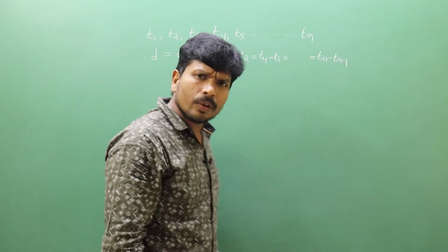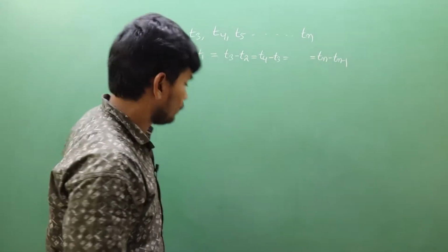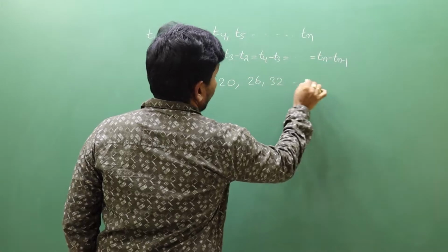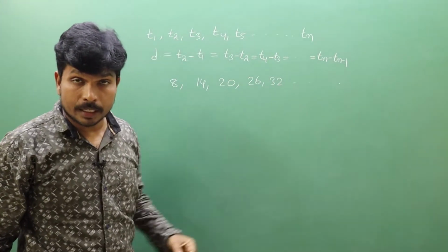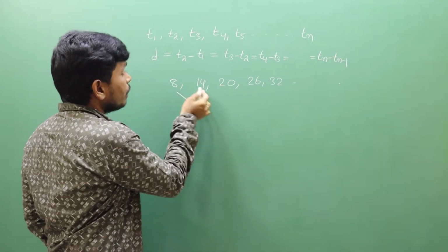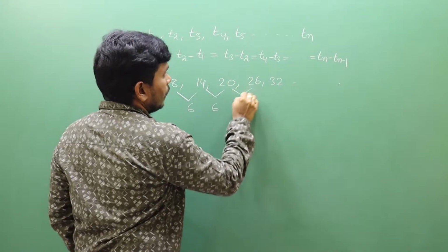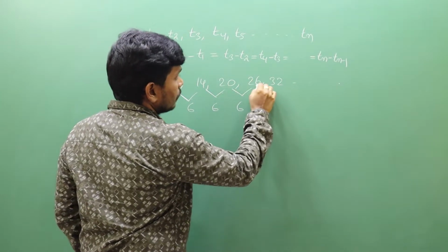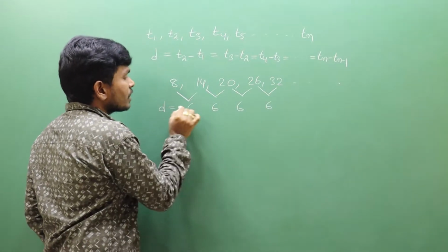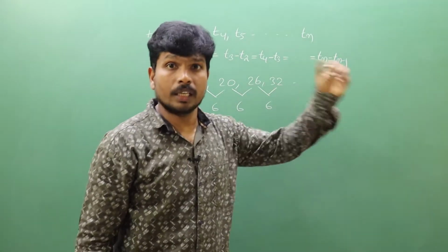I am giving you one sequence. Whether it is an arithmetic sequence or not, you have to tell me. Is it an arithmetic sequence? Yes, it is, because 14 minus 8 is 6, 20 minus 14 is 6, and 32 minus 26 is 6. So the common difference is the same. That's why this sequence is called an arithmetic sequence.